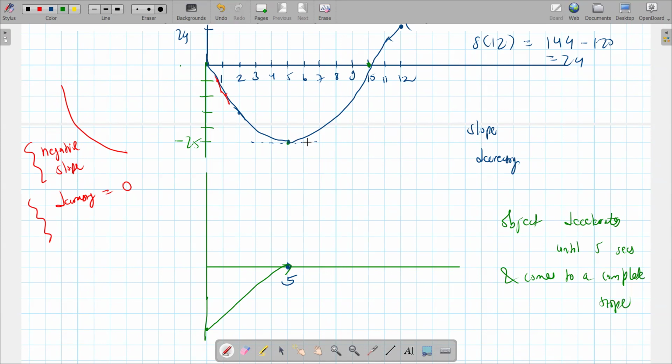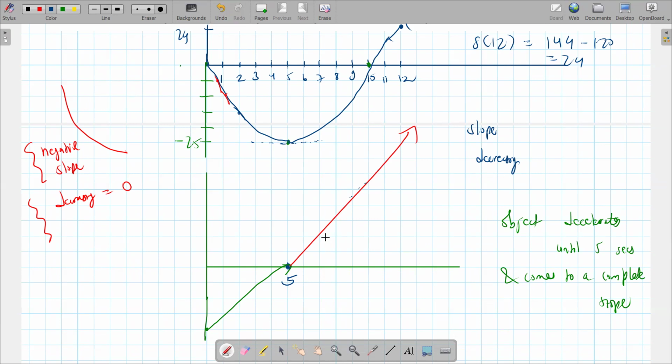What about from 5 to 12? So it was horizontal. What's happening with the slope? Increasing or decreasing? Increasing. So it'll look like this. And from there onwards, he's just traveling on this path at a certain speed.